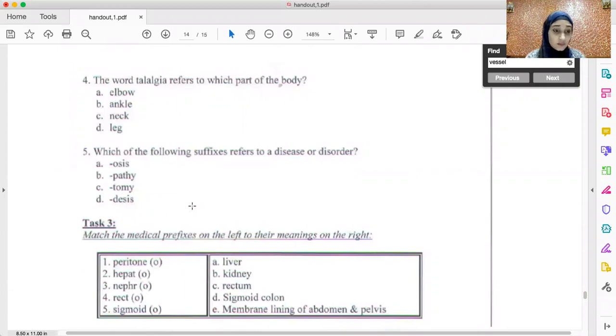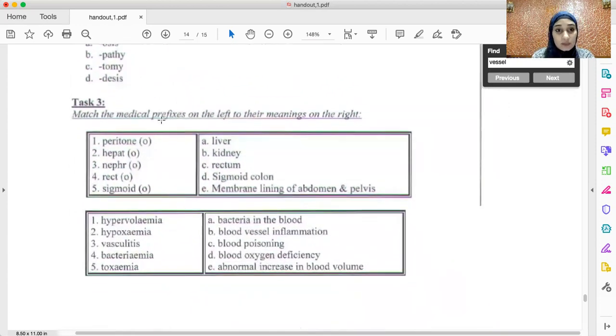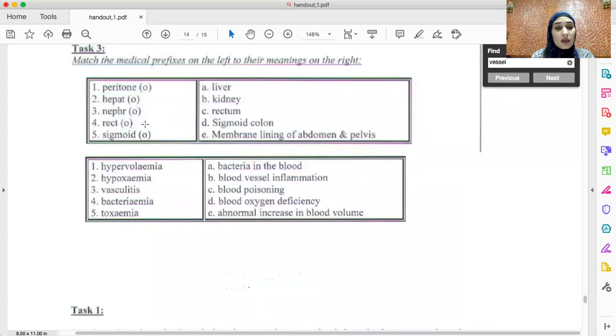The word paralgia refers to which part of the body? Refers to the ankle. Which of the following suffixes refers to a disease or disorder? The answer will be number A. Osis means disease or condition. Matching between the first column and the second column. Periton means number E, membrane lining of abdomen and pelvis.